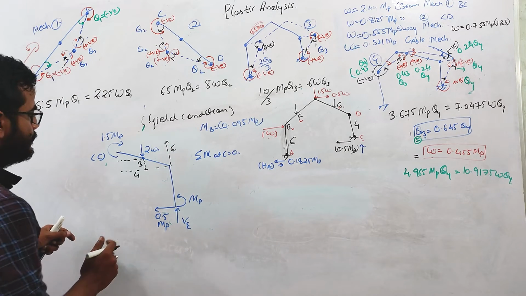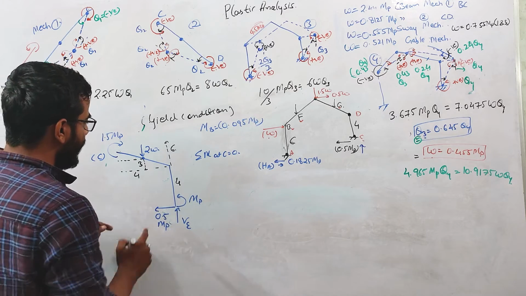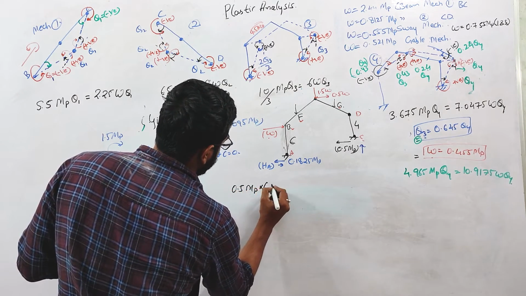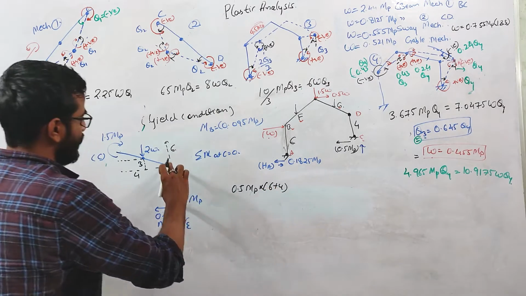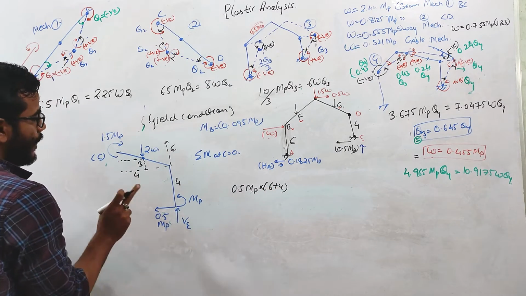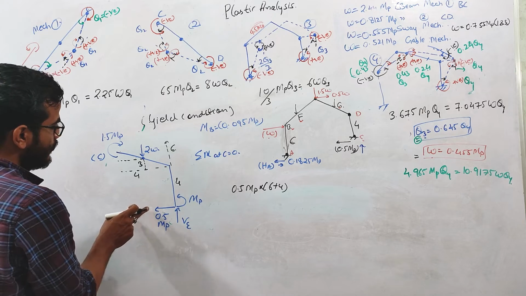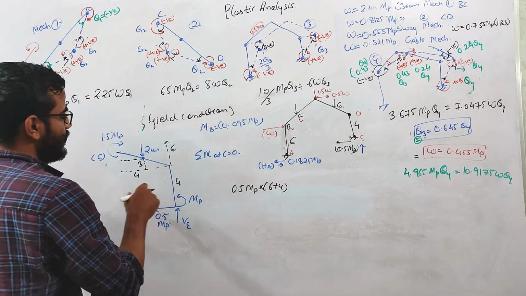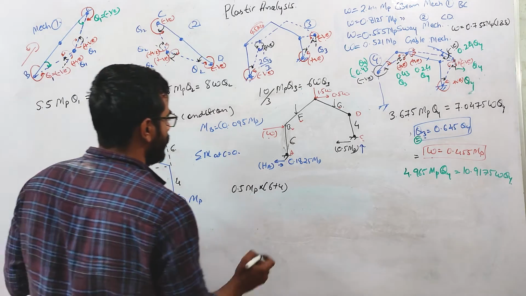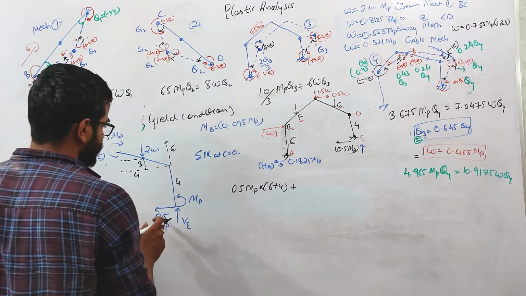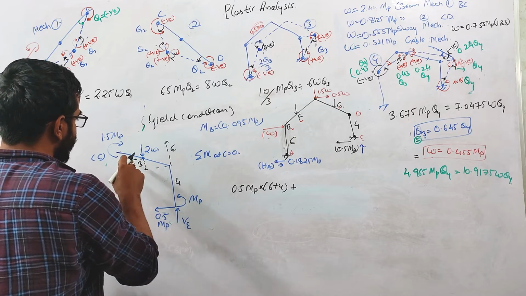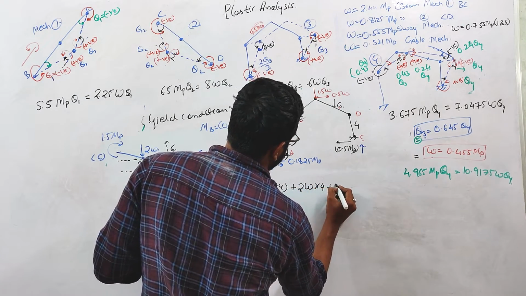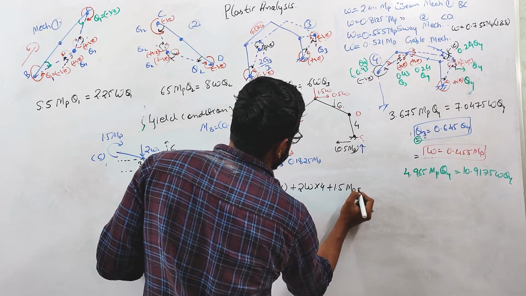Okay, and this is 4. So I can write 0.5 MP into 6 plus 4. If you want to calculate the moment due to this horizontal force at this point, it will be 0.5 MP into 6 plus 4. And this is clockwise, so I am considering it as positive, right? Plus, due to this 2W load, it will be 2W into 4, plus 1.5 MP, and minus.